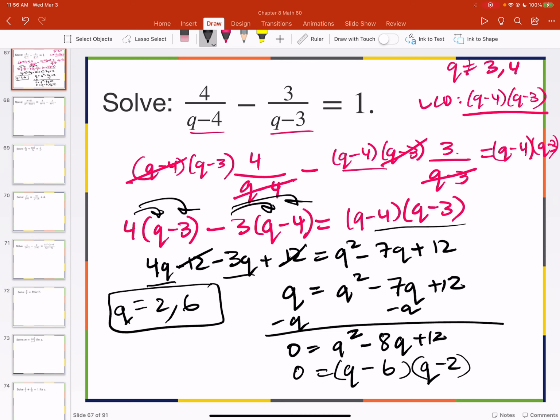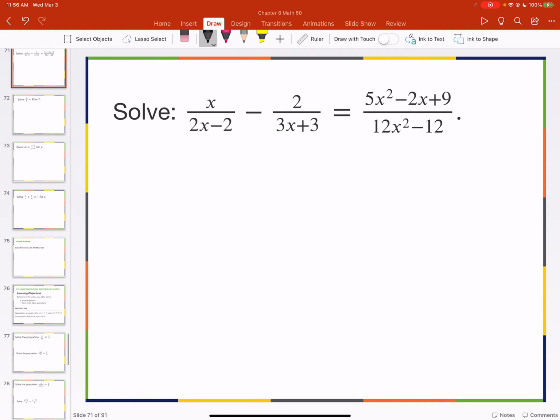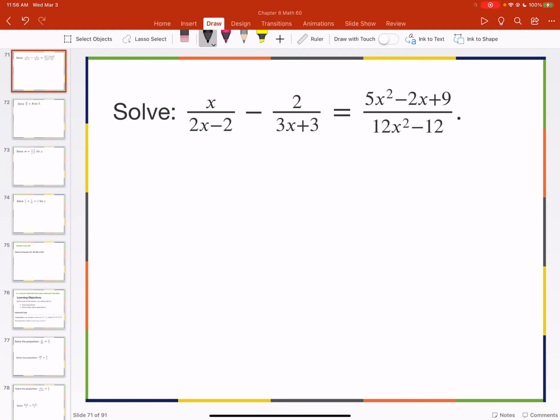Cool. Let's do something more challenging here. So how about this one? We have here x over 2 times x minus 2, minus 2 over 3x plus 3, all over 5x squared minus 2x plus 9 over 12x squared minus 12. So let's factor everything out. So we have x over 2 times x minus 1 minus 2 over 3 times the quantity x plus 1.